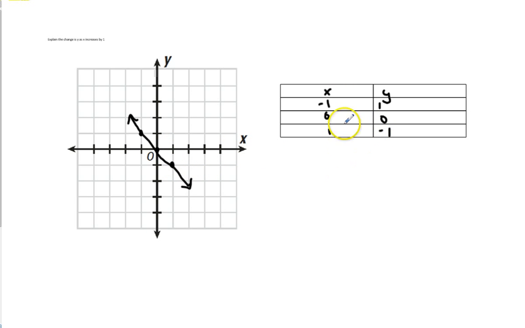So as x increases by 1, you can see it's getting greater by 1. What happens to y? Y is decreasing by 1. That would be one way to explain it.